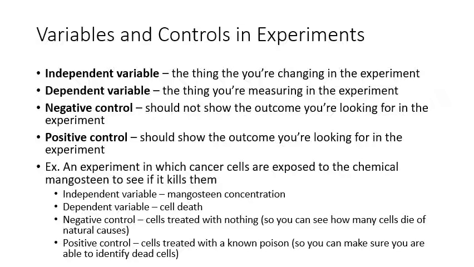So you're thinking that this chemical mangosteen may kill cells, so you apply it to the cells and you want to see, do they die or do they live? So the thing you're measuring as your dependent variable is the cell death. Then you're going to need to have two controls, your negative control and your positive control. For this experiment, your negative control would be cancer cells that do not receive any treatment. So you don't put mangosteen with them, you don't put anything with them. That's to see how these cells are going to live under normal conditions.